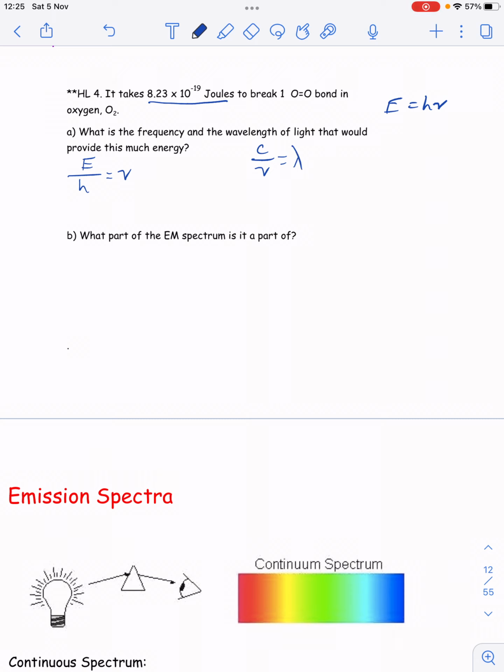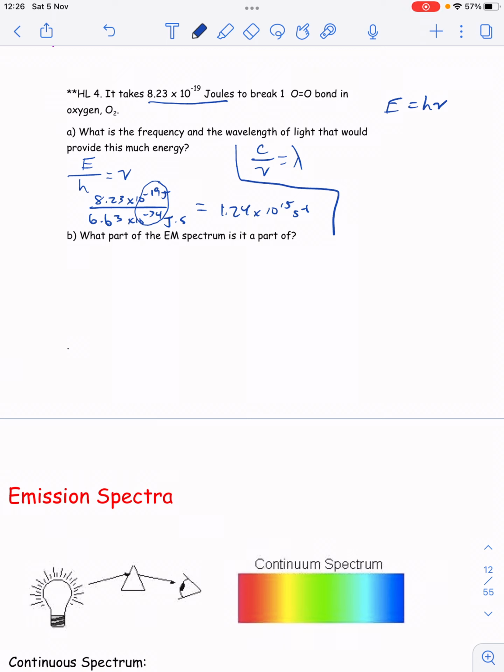So we can do that in two steps. So 8.23 times 10 to the minus 19 joules. Planck's constant is 6.63 times 10 to the negative 34 joules times seconds, and that will put us in per seconds for our unit. You should be able to see that the value should end up somewhere around 10 to the 15. And when we do this out, we get 1.24 times 10 to the 15 per seconds.